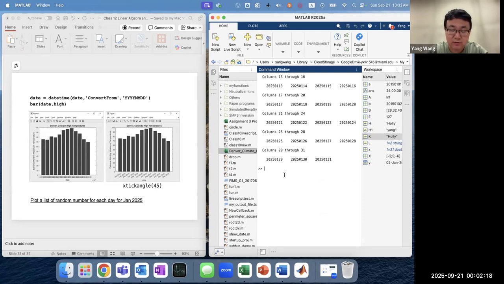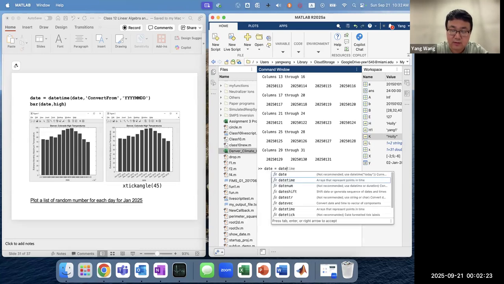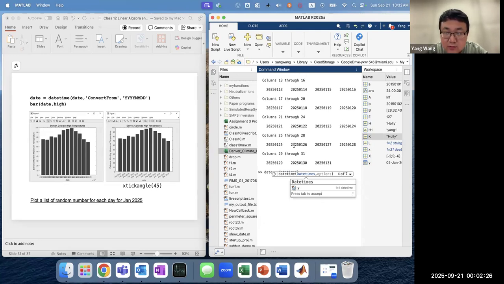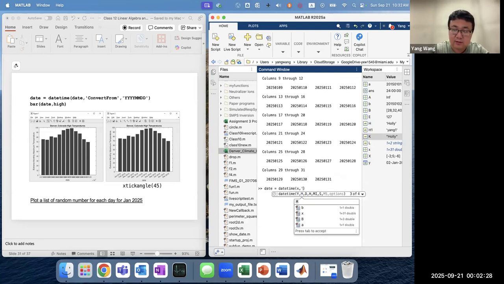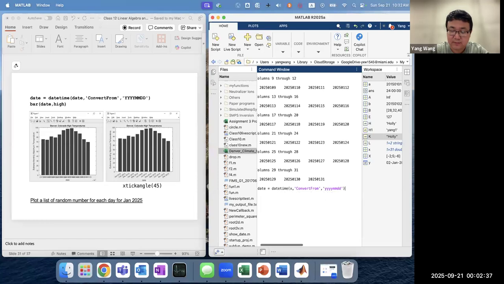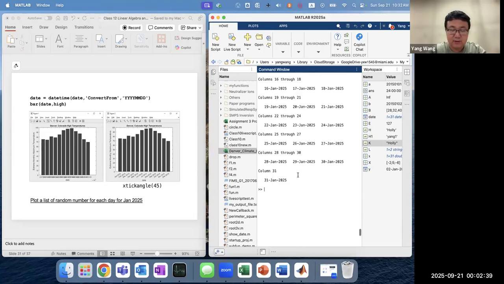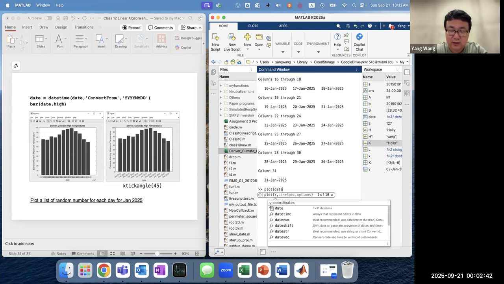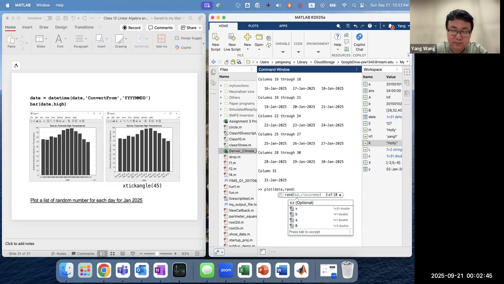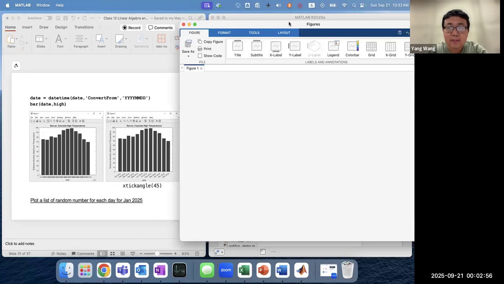So then we can do the conversion, right? So date is going to be equal to date time of x, and then convert from, and then year, month, day. Okay, so this is our x-axis. We said that we're going to make a plot of the date and then a random number for each day, right? So 31 by 1, and then plot it in this way. Right, let's connect all of these marks together also.